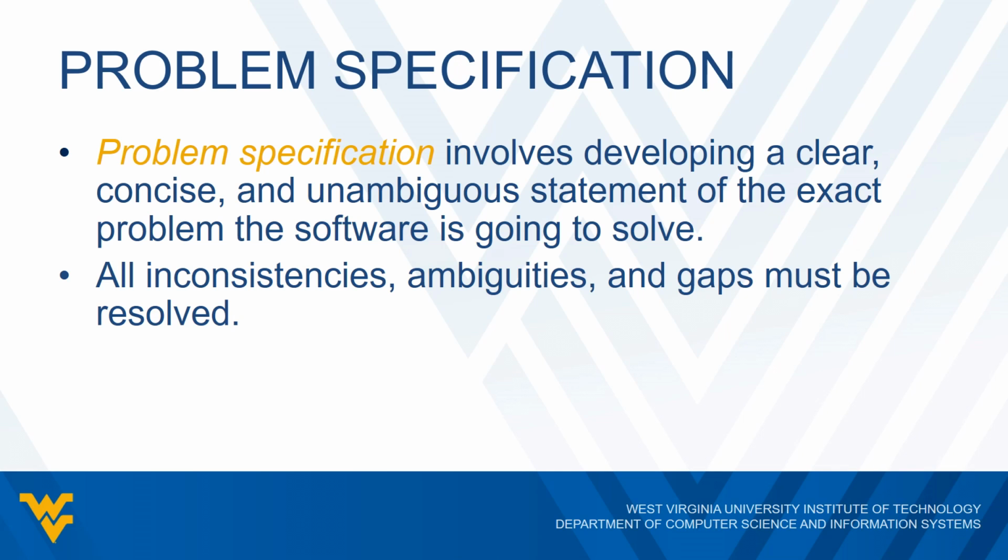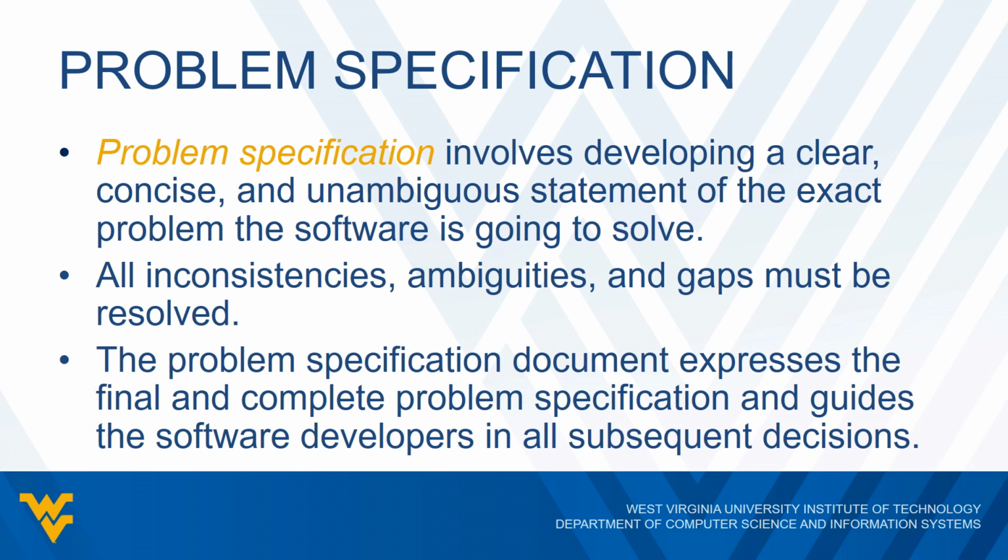So the result that we should get out of this is a problem specification document, and this would express the final and complete problem specification and guide the software developers in all subsequent decisions. This document is going to describe exactly how a program behaves in all circumstances, not only in the majority of the cases, but even under the most unusual conditions. It's going to include a description of the data expected to be the input to the program, as well as what results should be computed and how these results are to be displayed as output. It may even include limitations on the time allowed to produce those computations, or even the amount of memory that the program would require.